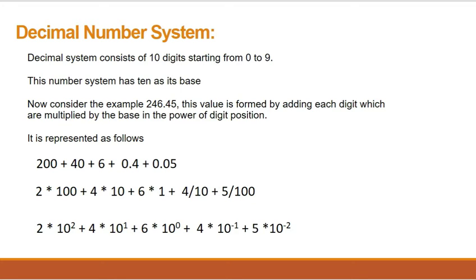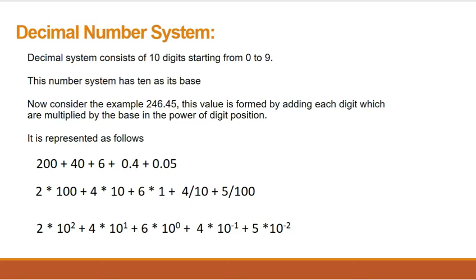Now here we have 246.45, which can be represented as 200 plus 40 plus 6 plus 0.4 plus 0.05. That is, the number can be written as 2 multiplied by 100 plus 4 multiplied by 10 plus 6 multiplied by 1 plus 4 divided by 10 plus 5 divided by 100. Or we can write these tens in the powers. Here we have 2 multiplied by 10 to the power 2 plus 4 multiplied by 10 to the power 1 plus 6 multiplied by 10 to the power 0 plus 4 into 10 to the power minus 1 and plus 5 multiplied by 10 to the power minus 2.